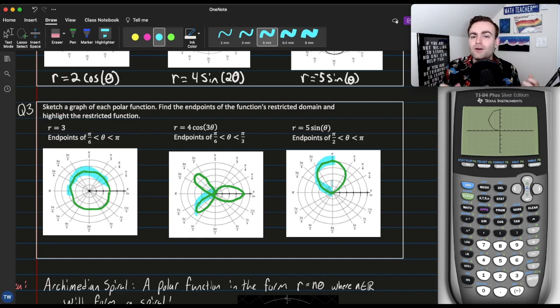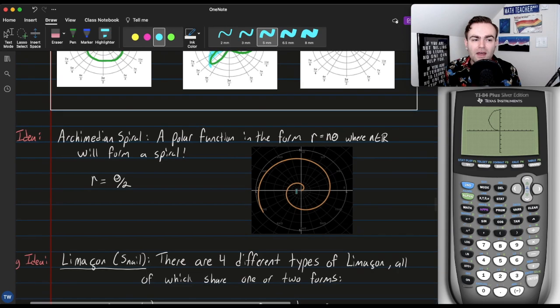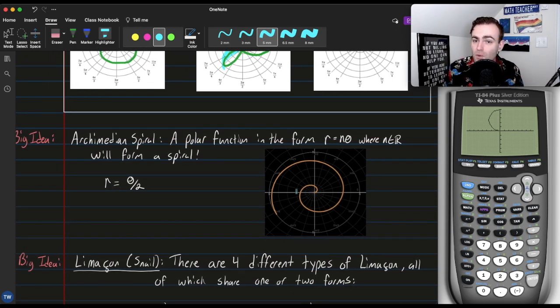Let's start with arguably, in my mind, one of the coolest, but also one of the simplest polar functions, which is called an Archimedean spiral, or just Archimedes spiral, or just a spiral. How do you get a spiral? You get a spiral by using an equation in the form, a function in the form r equals n theta, where n is a real number.